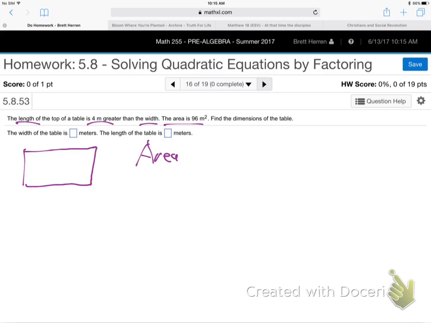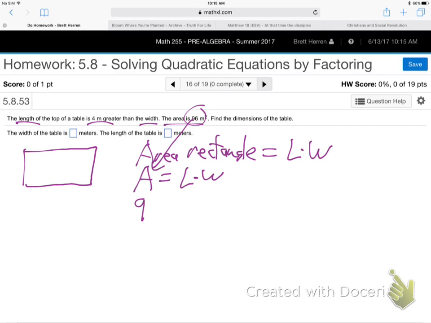What's the area of a rectangle formula? LW? Yeah, LW. Length times width. Remember that one? Good one to put on your 3x5 card. So area is length times width. Okay, I'll just write it right here. A is L times W. Okay. And so they're telling me the area is 96. So just put that in, 96.